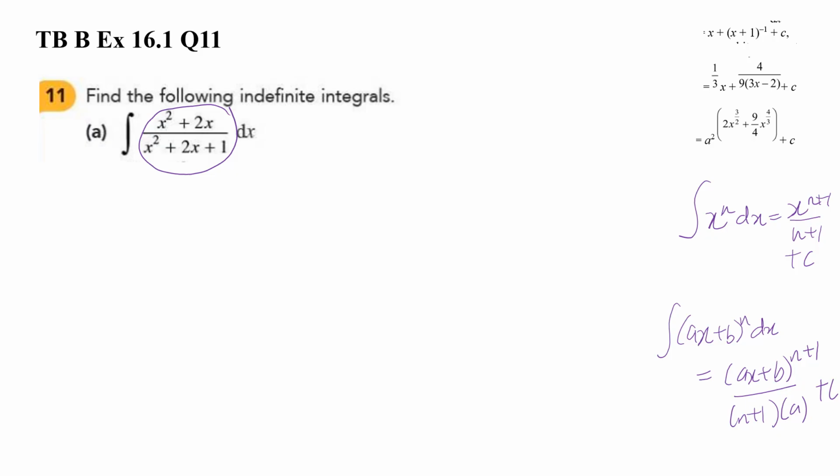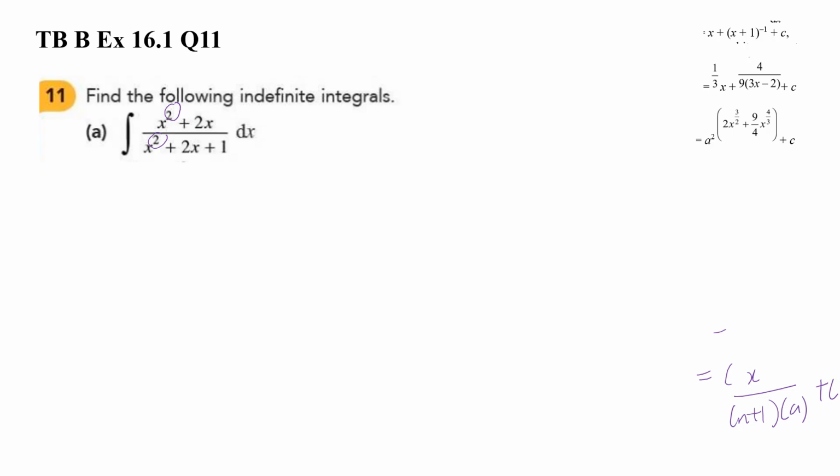Yes, in the chapter on polynomial, this is called an improper fraction because the power of your numerator is equal to the power of your denominator or more. It's called improper fraction. And what do we do with improper fraction? Yes, we have to apply the long division method, right? To break it up into quotient plus remainder over divisor.